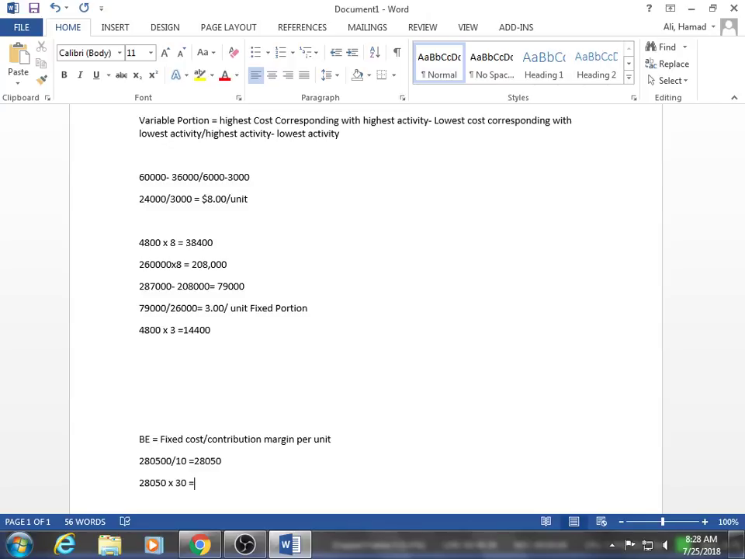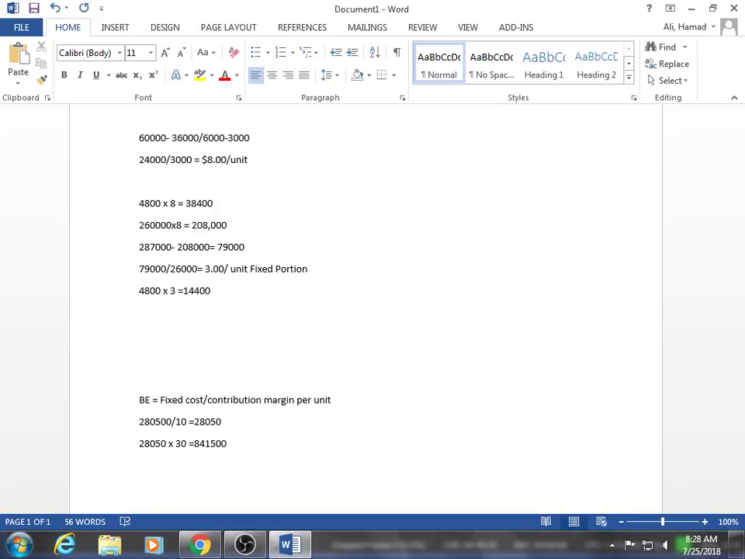841,500. That's correct. So this is the break even in dollars. The break even in units is 28,050, and the break even in dollar amount is 841,500. Okay. Number 3. If the selling price is increased to 34 per unit and fixed general and administrative expenses are cut to 37,500, what will the new break-even point be in units?